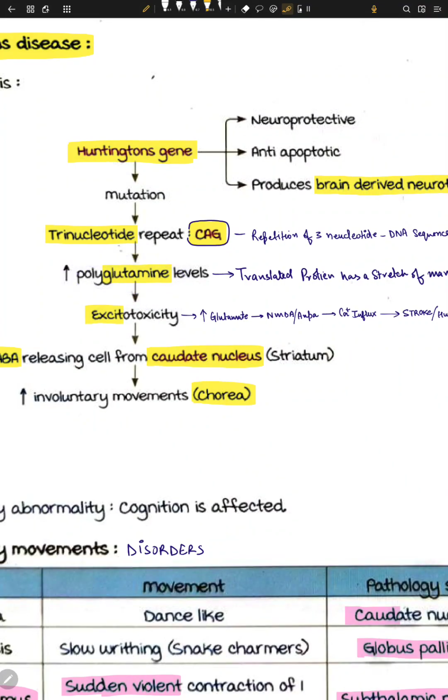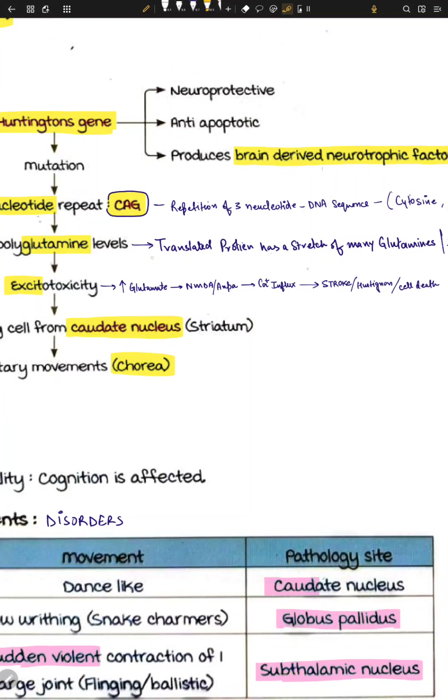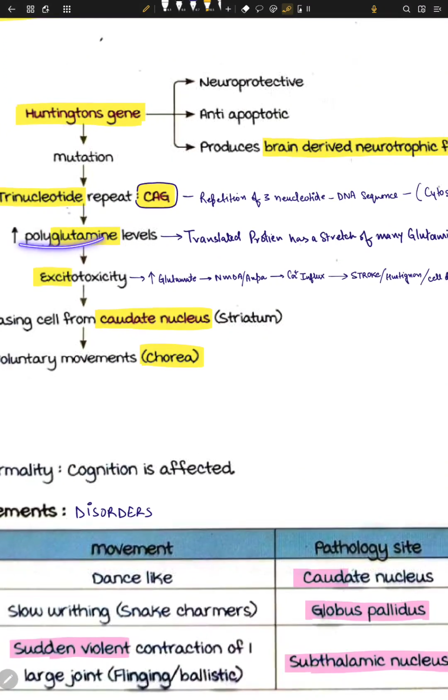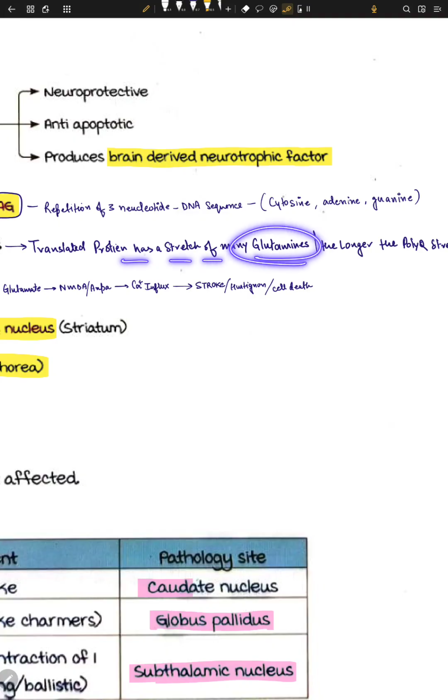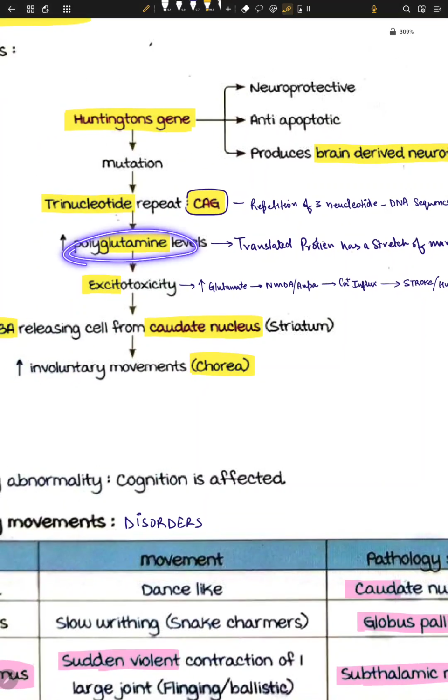Glutamate is excitatory, right? So what happens in Huntington is that glutamate levels are through the roof. Polyglutamine levels are through the roof, and then it translates to proteins. The translated proteins have a stretch of many glutamines. The longer the polyQ stretch, the more toxic and misfolded the proteins get. So that's why you don't want a lot of polyglutamine.